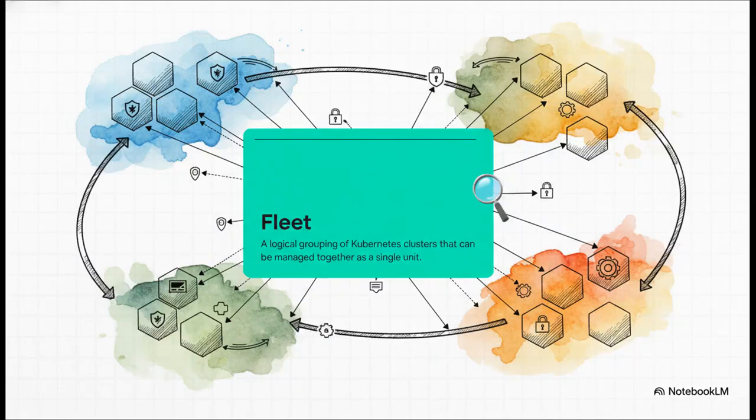Okay, so there's this one really important idea in Anthos you got to get, and it's called a fleet. A fleet is just a way to logically group your Kubernetes clusters together, no matter where they are, and then manage them all as if they were one single thing. This makes applying security rules and running your daily operations so much simpler.